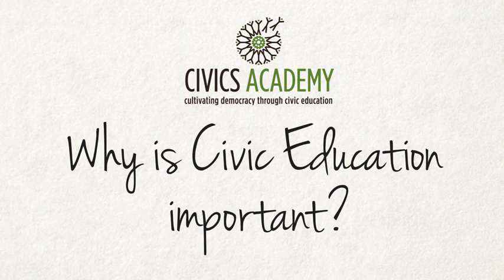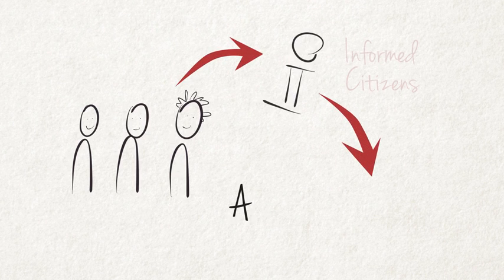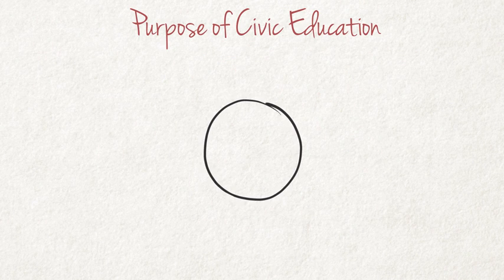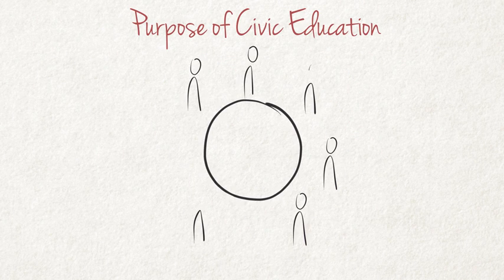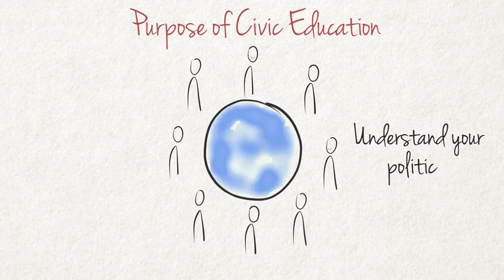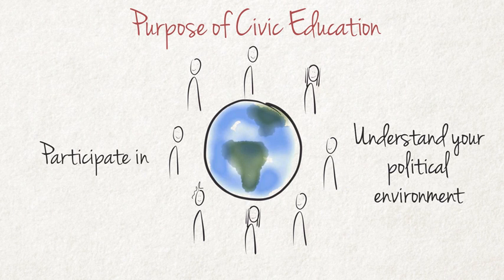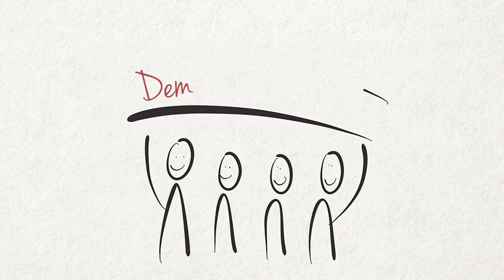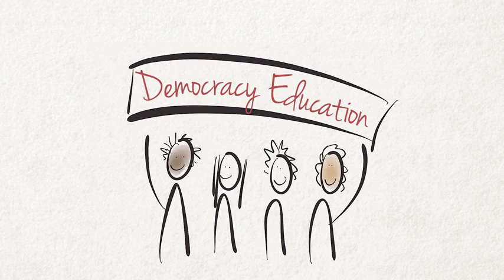Why is civic education important? Successful democracies depend on the active participation of informed citizens. Civic education aims to inform and empower citizens to fulfill this role. The purpose of civic education is to encourage and empower us to understand our political environment and to actively participate in democratic processes. This is why civic education is also known as democracy education.